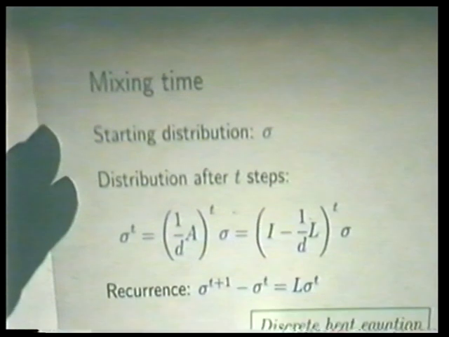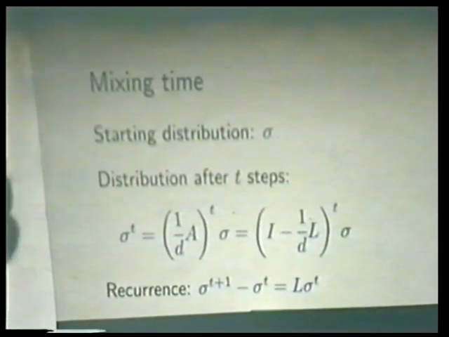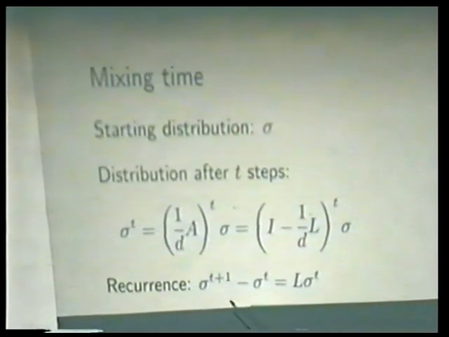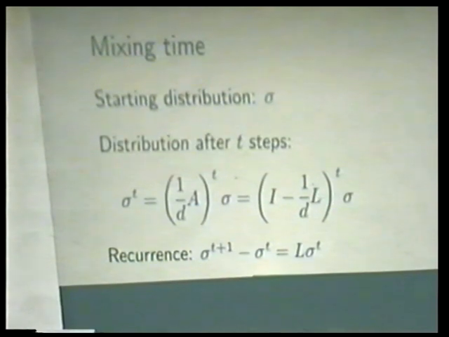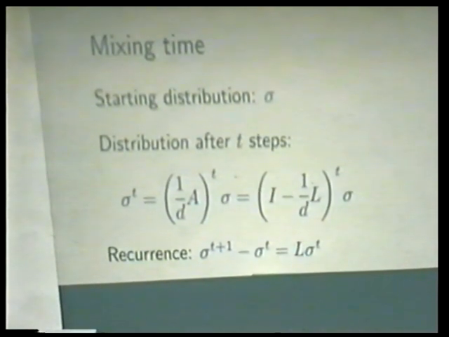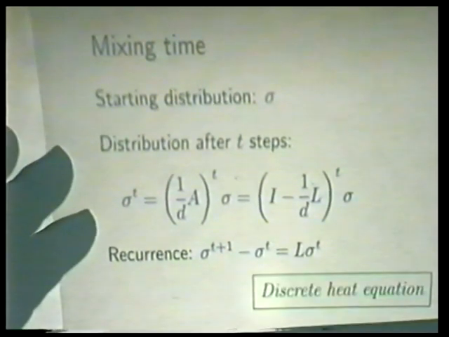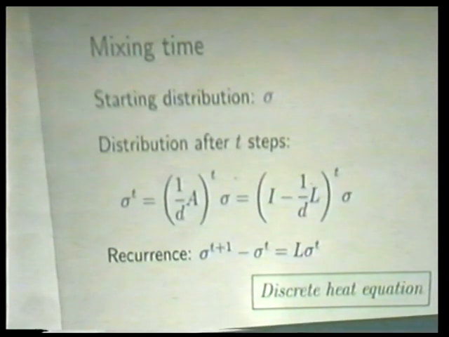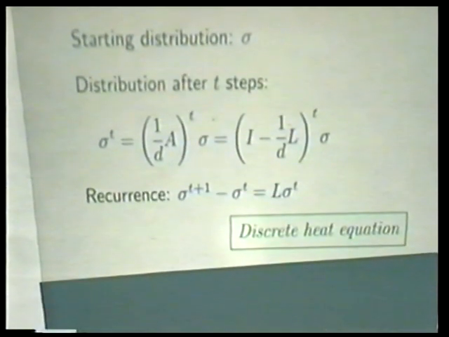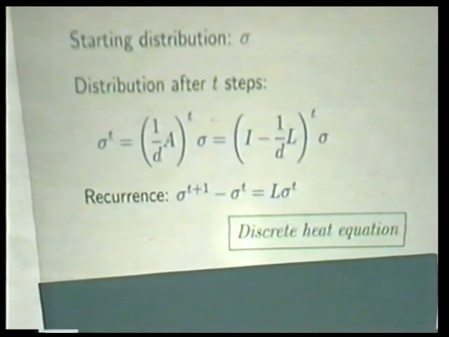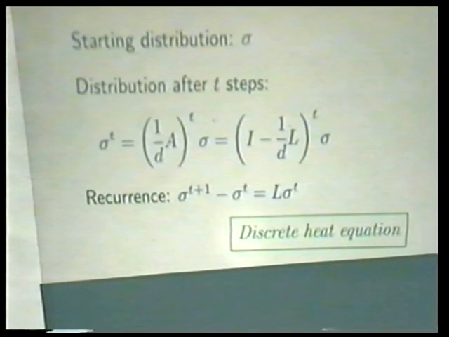And from this, or from other ways, you can also get the recurrence that sigma t plus 1 minus sigma t is the Laplacian applied to sigma t. And you can recognize this as a discrete heat equation. It's a discrete time heat equation. And indeed, in this whole theory of mixing time, the heat equation plays a very important role.